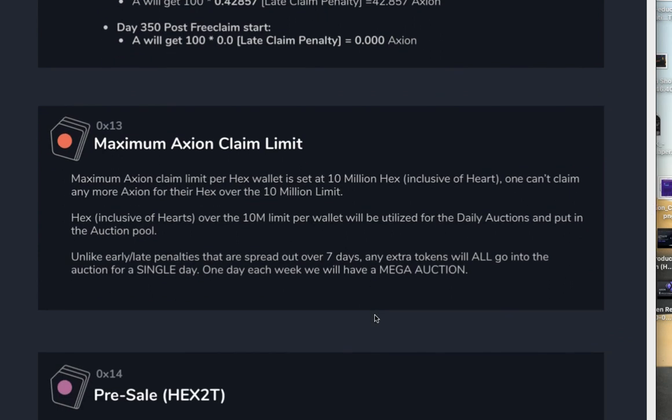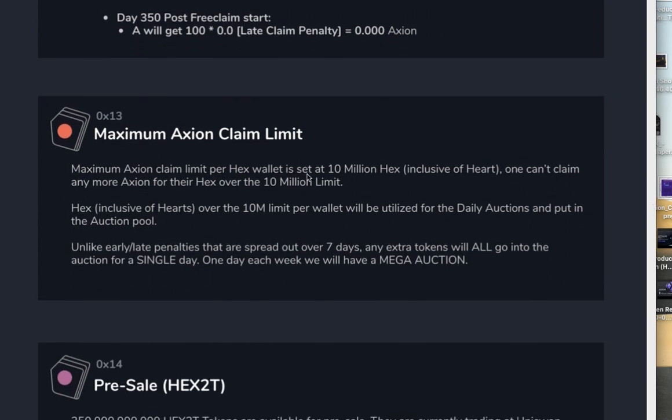The maximum Axion claim per Hex wallet is 10 million Hex. Some of the early people in Hex have very large wallets in the tens of millions and hundreds of millions, so this limits whales. One can't claim any more Axion than their Hex over the 10 million limit. Hex, inclusive of hearts, over the 10 million limit per wallet will be utilised for the daily auctions and put in the auction pool. So there's going to be some interesting auction fluctuations.